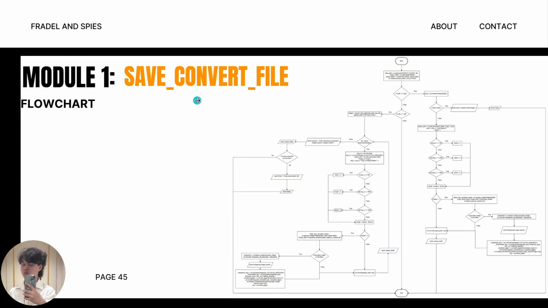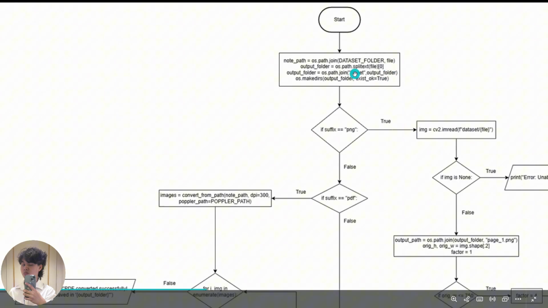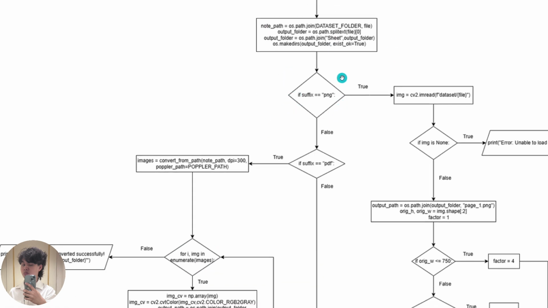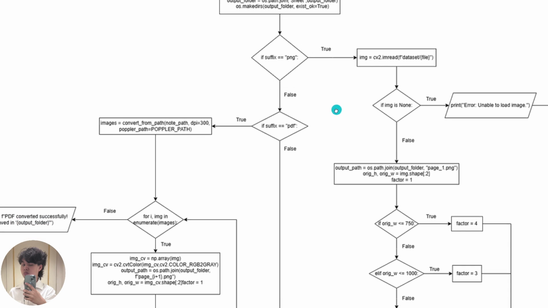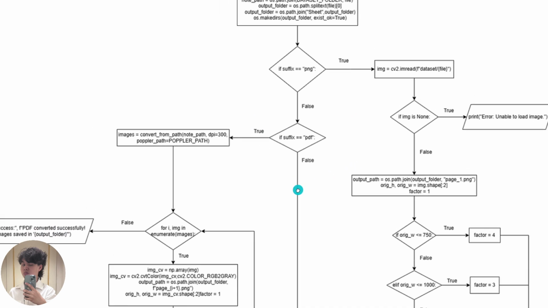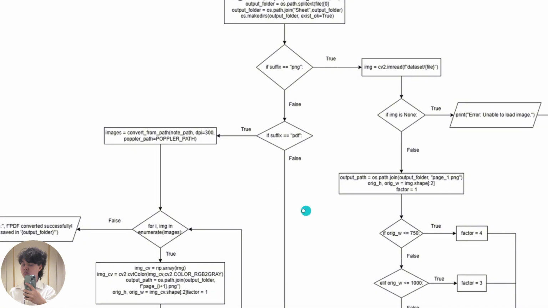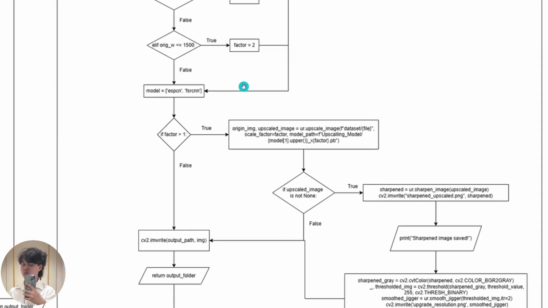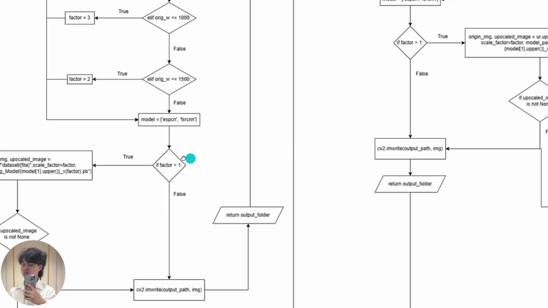Module 1, save convert file. This is the flowchart. This is the start point. Check for the file and check for the file suffix. Each suffix has different ways of converting. This will be explained later.